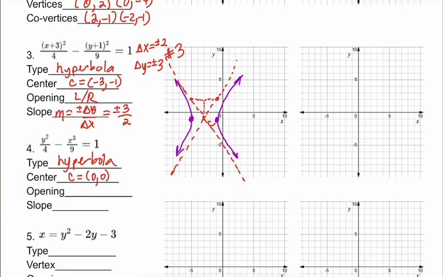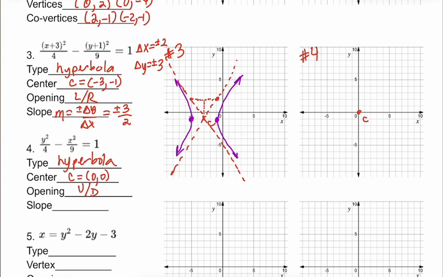So I'm going to put number 4 over here. So put a dot at 0, 0, make it a center, make the C. Because the y squared comes first for number 4, it is opening up and down. So you can put U and D. You can write the words out, up and down. Don't care. Okay.